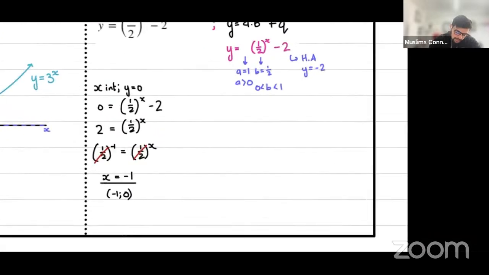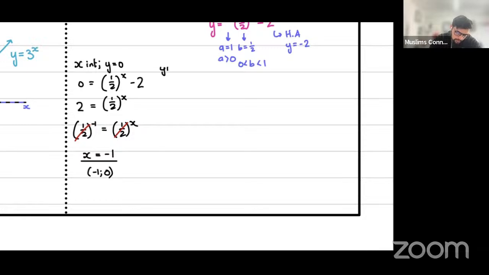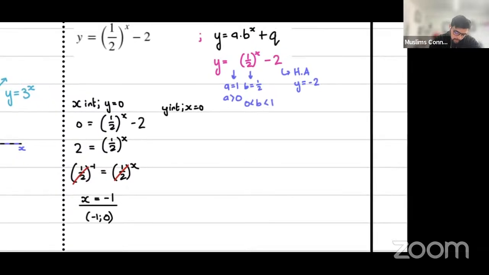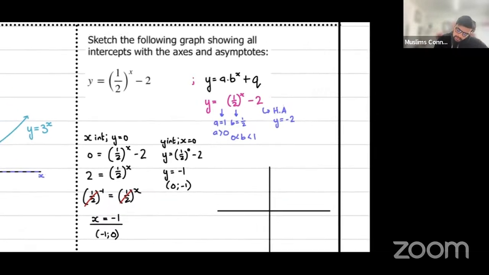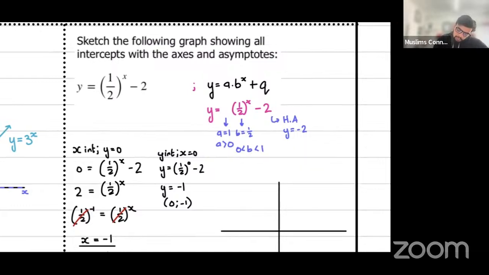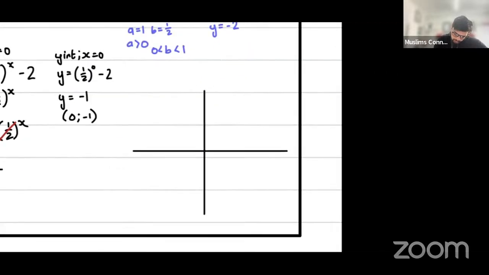Let's talk about the y-intercept. Make x equal to 0. So what do we have? We have y is equal to a half to the power of 0 minus 2, which is basically 1 minus 2, which is -1. So it's 0 and -1. Now we can determine the shape, but let's just plot. Let's draw our asymptote. So the asymptote here is y is equal to -2. Let's say something like that.